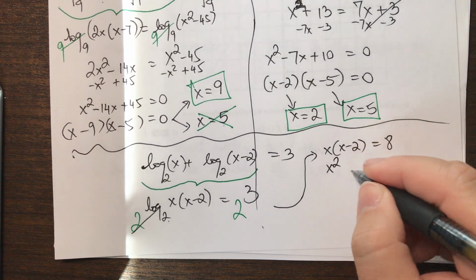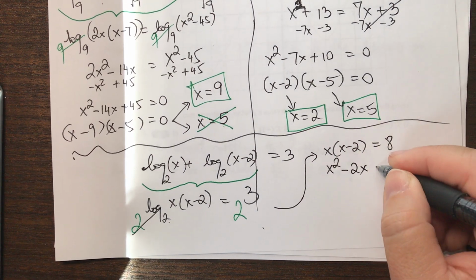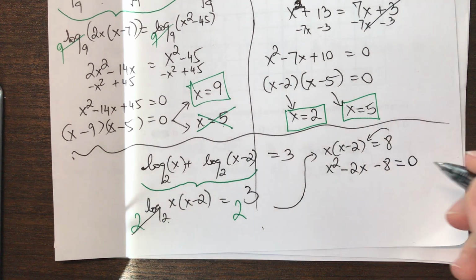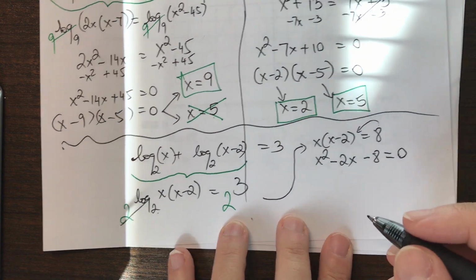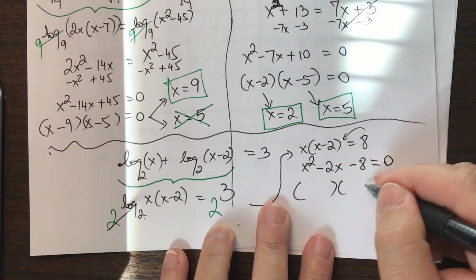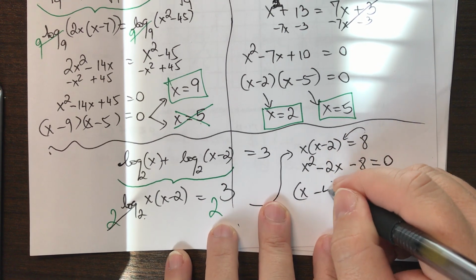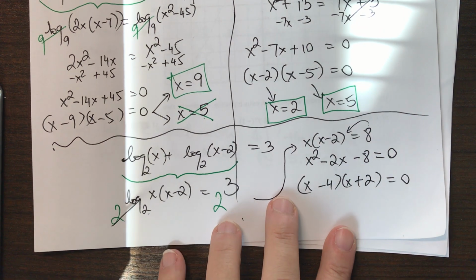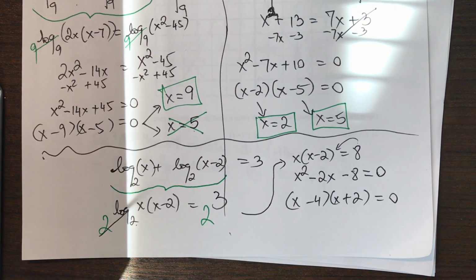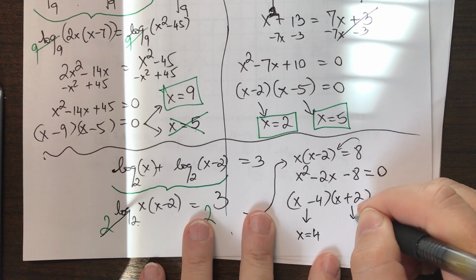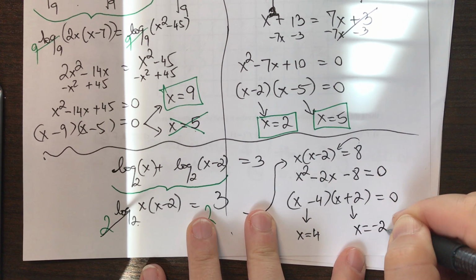So again, as you see, we're getting here a quadratic equation. So I'm going to move everything to one side right away because we're going to have to factor it. So I'll get an x and an x, a negative 4, and a positive 2, right? So what are the two possible answers? x is 4, and x is negative 2.